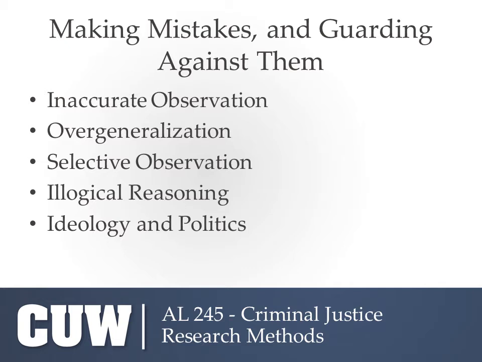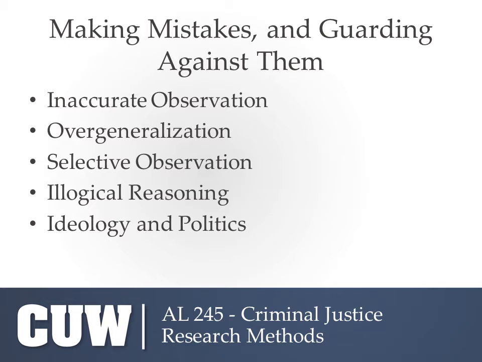So I just want to go over the five different ways that we can make mistakes, and then point out what science tries to do to minimize those mistakes. The first is inaccurate observation. I'm sure you've all experienced this. You're walking down the sidewalk and you believe you see your friend up there coming towards you. However, when the two of you meet, you realize, well, that's not your friend at all. You were mistaken. You inaccurately observed something that wasn't really there.